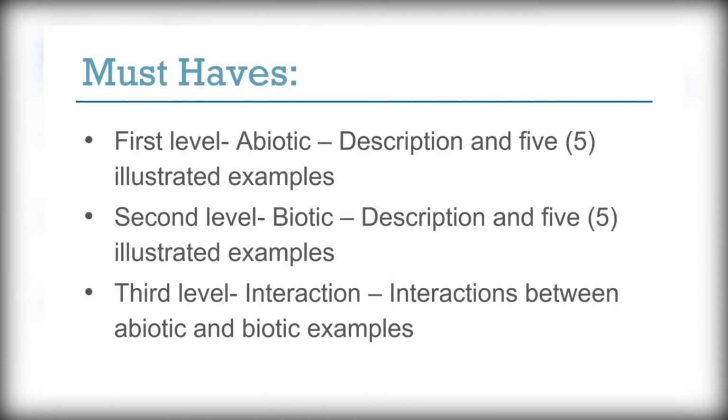The must-haves. Your first level must contain abiotic description and 5 illustrated examples. Your second level must be biotic, containing description and 5 illustrated examples. And your third level must contain interactions between the abiotic and biotic examples.